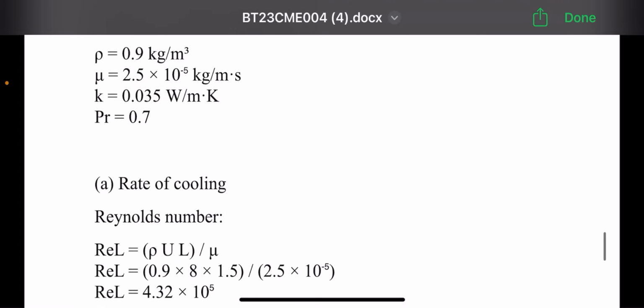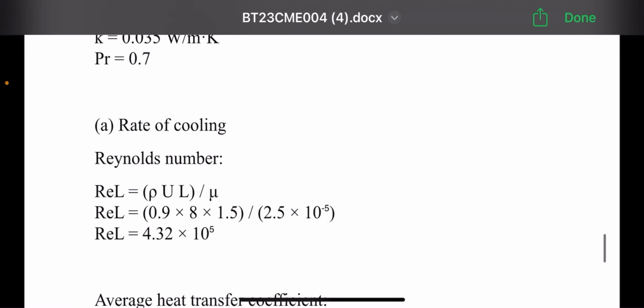We will calculate the rate of cooling. Reynolds number Re_L is equal to ρuL/μ. We will calculate the Reynolds number, which is 4.32 × 10^5.